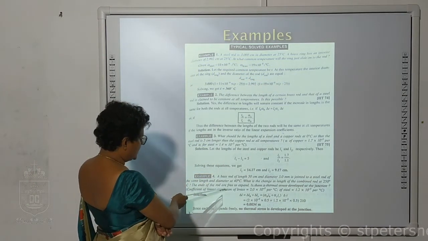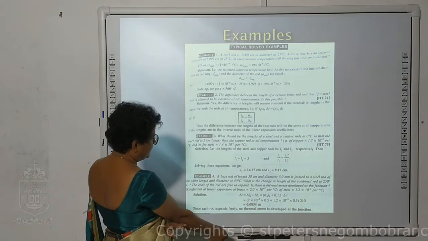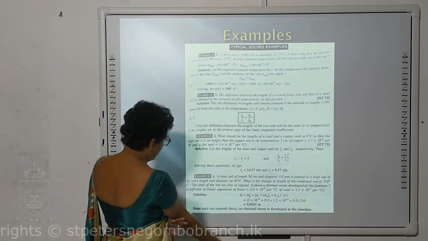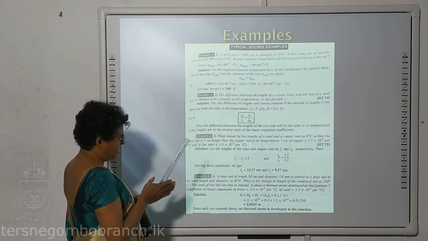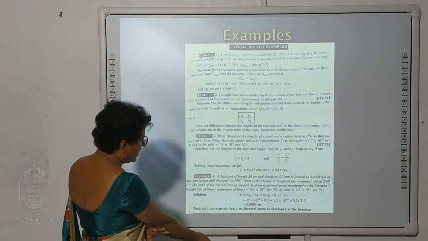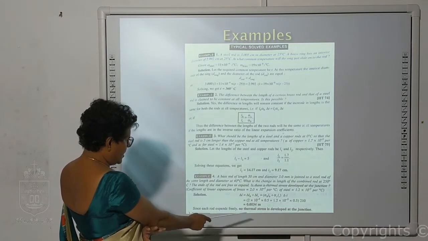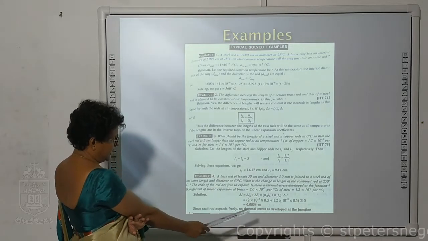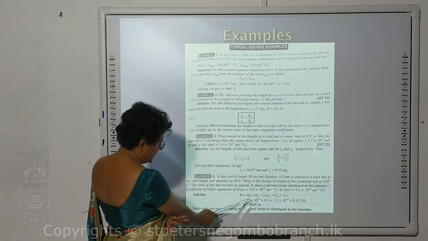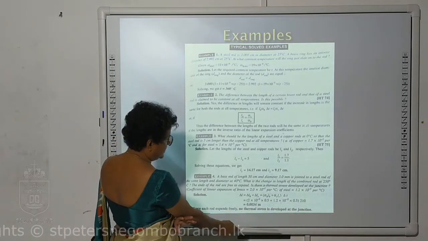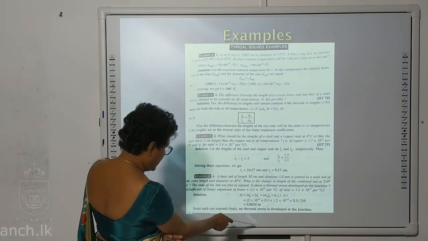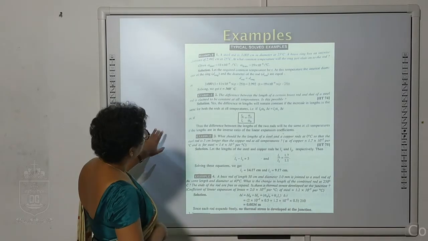The ends of the rods are free to expand, right? Is there thermal stress developed at the junction? If it is free to expand, no thermal stresses, right? So you can write the equation. The total increase in length will be equal to the increase in the first rod plus the increase in the second rod, right? So you write the equation here and get the answer.